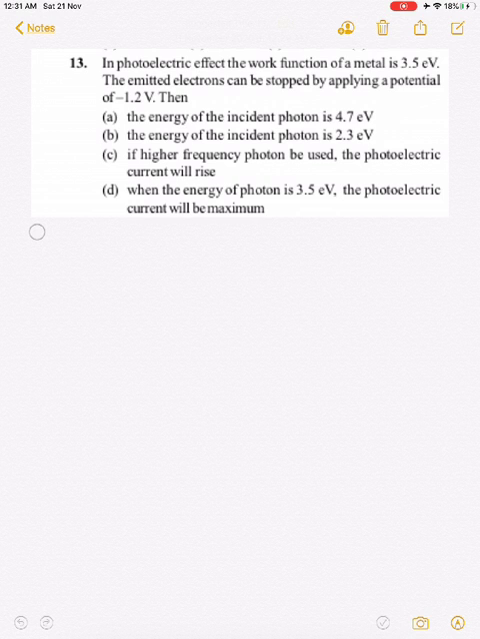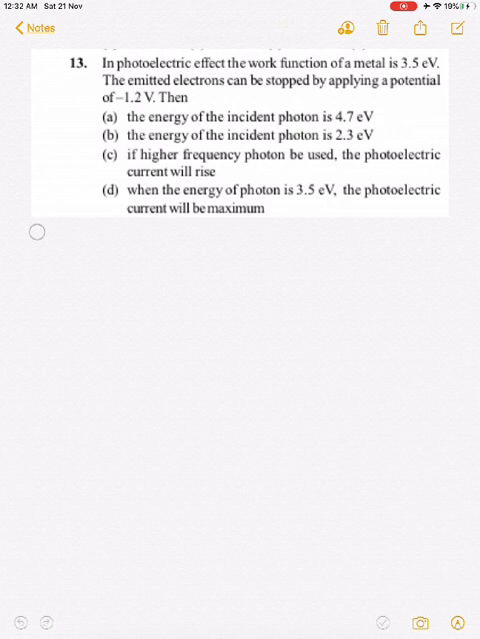Let's get into it. Okay, now the first problem. In the photoelectric effect, the work function of a metal is 3.5 electron volt. The emitted electrons can be stopped by applying a potential of minus 1.2 volt. Then, option A, the energy of the incident photon is 4.7 electron volt. Option B, the energy of the incident photon is 2.3 electron volt. Option C, if a higher frequency photon is used, the photoelectric current will rise. And option D, when the energy of the photon is 3.5 electron volt, the photoelectric current will be maximum.